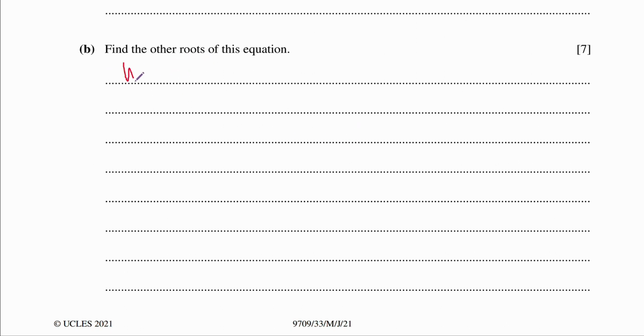So what do we know? There are going to be 4 roots, because by the fundamental theorem of algebra, there has to be 4 roots. We know there are 4 roots. So we need to remember this. We have 1 given to us.